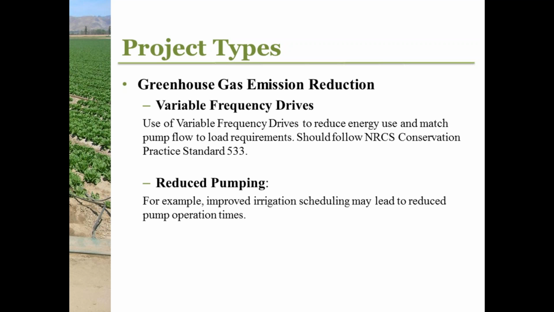All right. Also, some examples are a variable frequency drive. Installing a variable frequency drive has been shown to reduce the total greenhouse gas emissions produced on a farm. And then also reducing your overall pumping. Reducing your overall pumping can be achieved by putting in soil moisture gauges or evapotranspiration stations, feedback loops that will allow yourself to have an automated irrigation system.